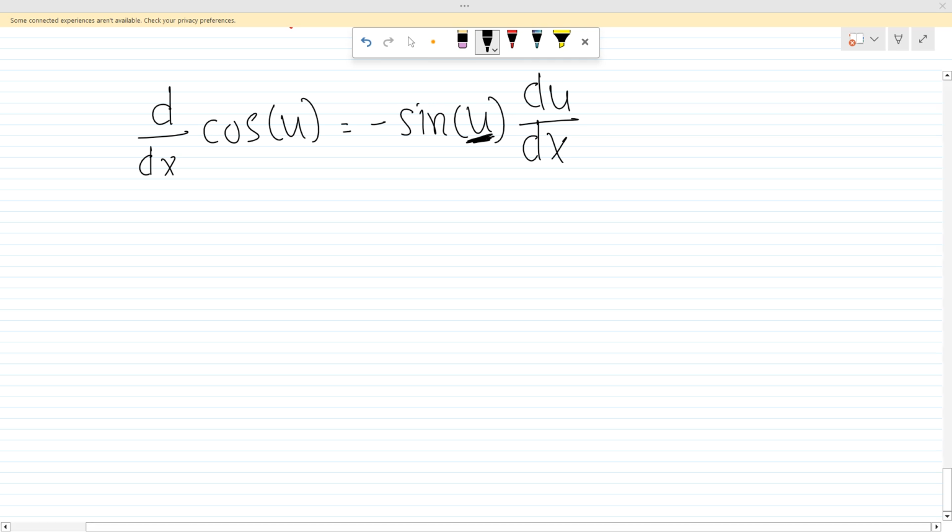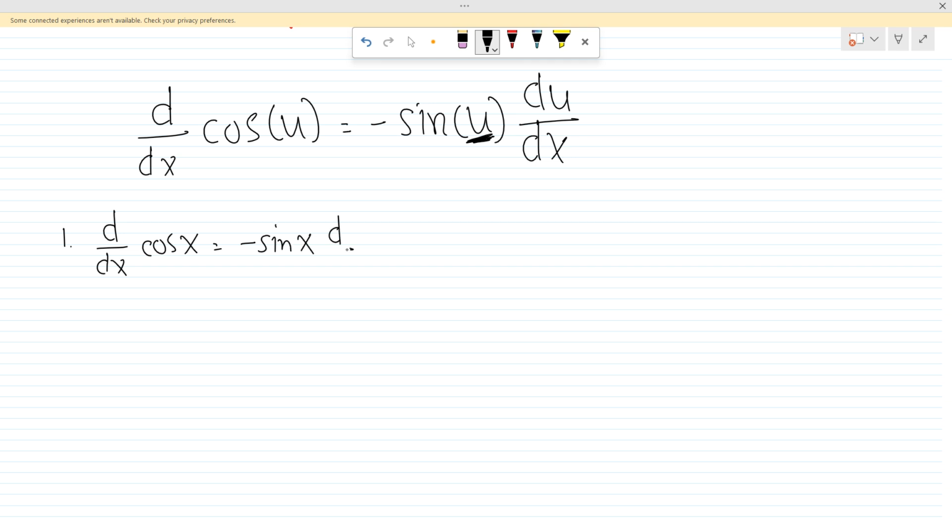Okay, let's proceed with our first example. Of course, basic 1. What is the derivative of cosine x? If we are going to follow the formula, that would be negative sine of x, then d over dx of x. What is the derivative of x? That is simply 1, so multiplied by 1. Therefore, this is simply negative sine of x. Are we clear? Then, next problem.